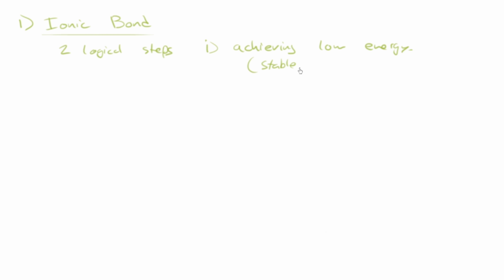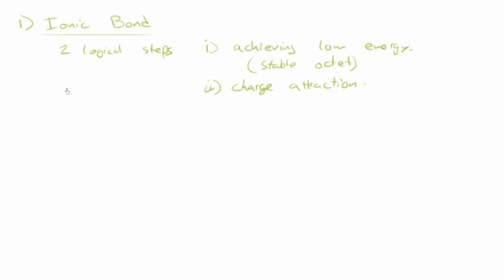Okay, so let's take a look at this, and I want to cover the primary bonds. And the first thing I want to do is cover the ionic bond. The ionic bond occurs in two logical steps, if you will. The first step is achieving low energy or a stable octet. And then the second logical step is the bond itself, really, which is the charge attraction.